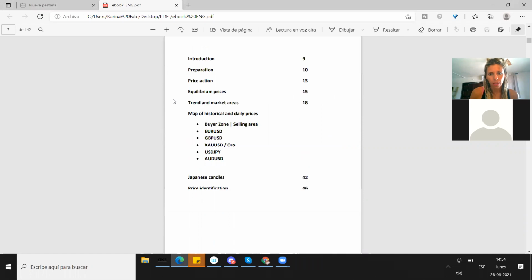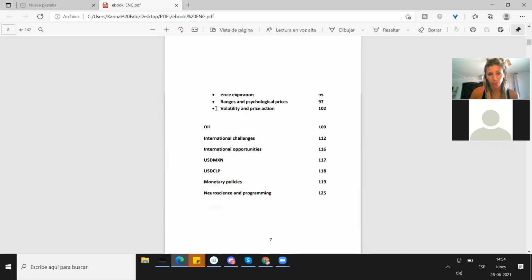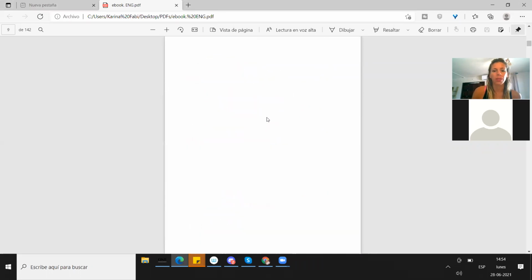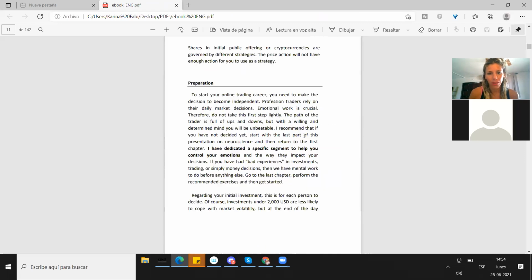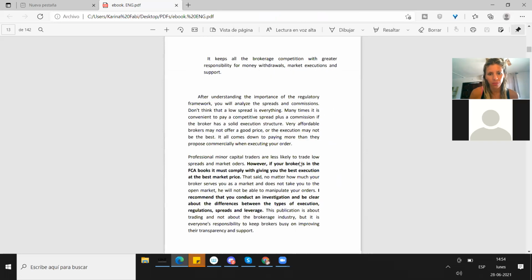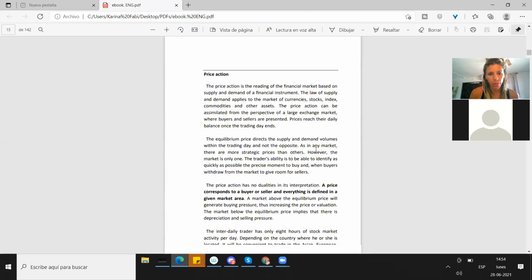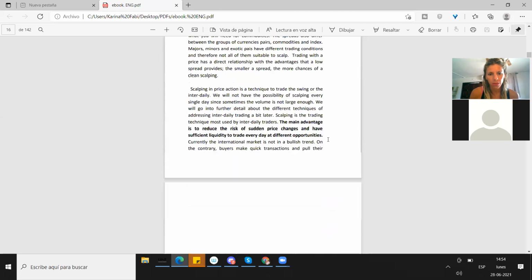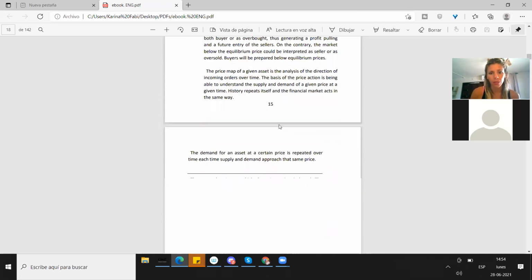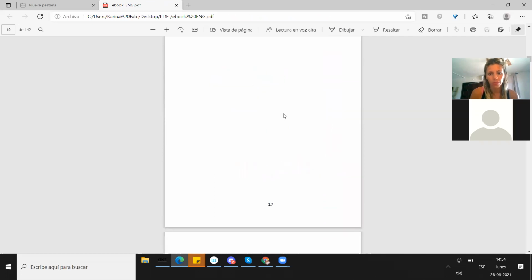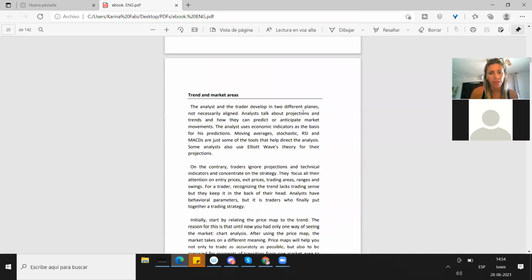So as you can see, on the index, I'm just pointing out the topics that we still have to go through. We've been through all of this preparation. Then we got price action, and equilibrium price. We talked a lot about equilibrium price in the first lessons. Trend and market areas: what is a trend? What is a market area?